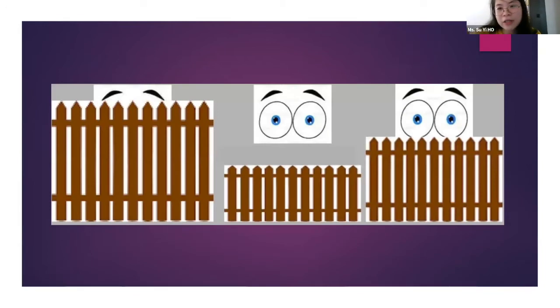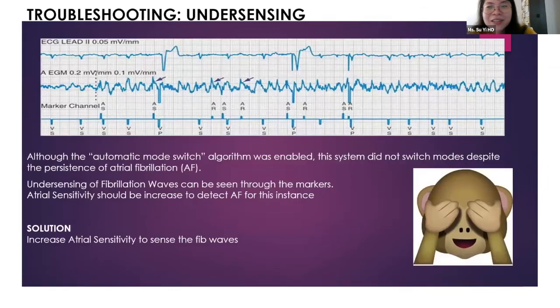So I will discuss some of the sensing issues that I commonly might meet during the device check. One of the most common issues will be undersensing, which is simply being unable to sense correctly any intrinsic signals, causing inappropriate pacing. An example will be this, where there's undersensing of fine atrial fib waves. Undersensing of fib waves will not allow for mode switch from DDD to DDI. For this issue, we will just increase the atrial sensitivity to a lower value to allow fib waves to be sensed.